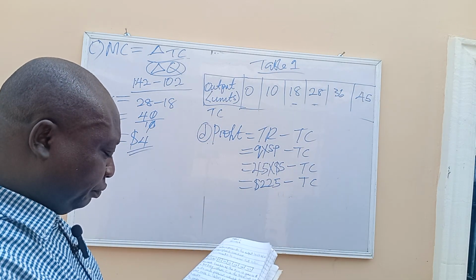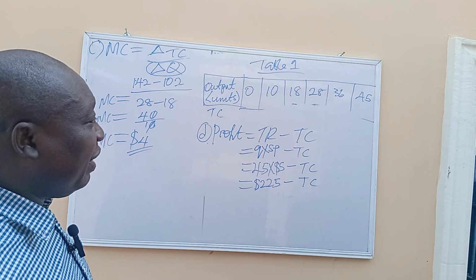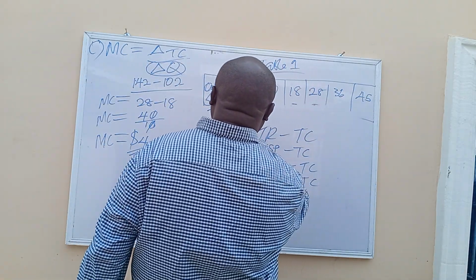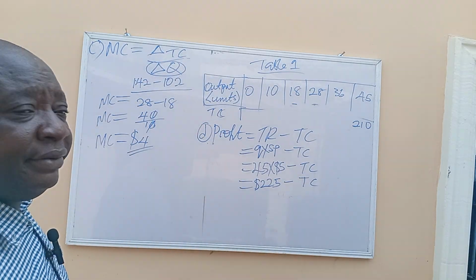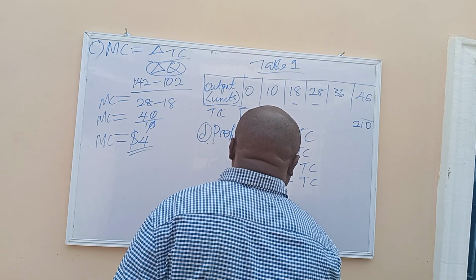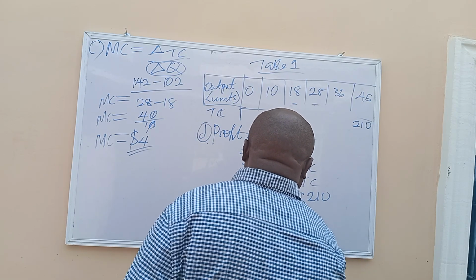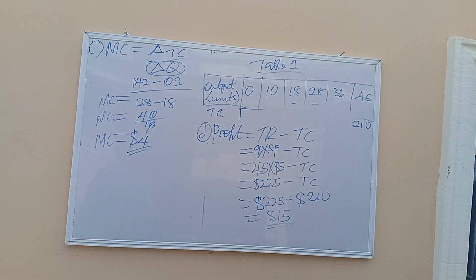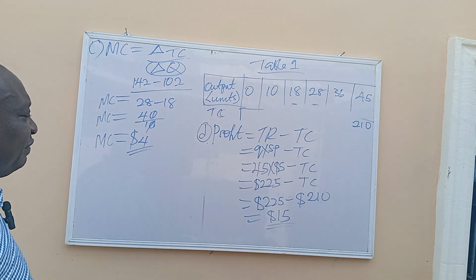Don't forget that we're told that the unit is 45. So when the unit is 45, what is going to be the total cost? We have calculated that it's 210. Okay? So just say 225 minus 210. What is the difference? $15. This is the profit. The profit is what? 15. Do you get that? The profit is 15.